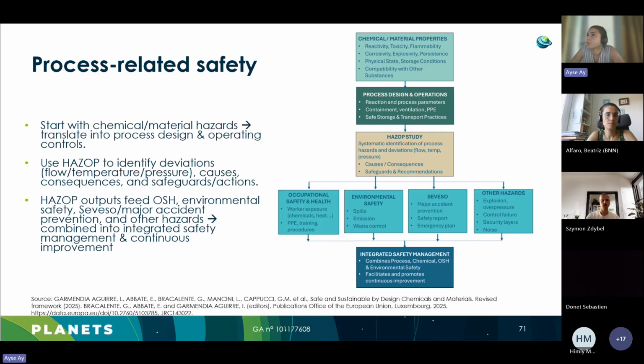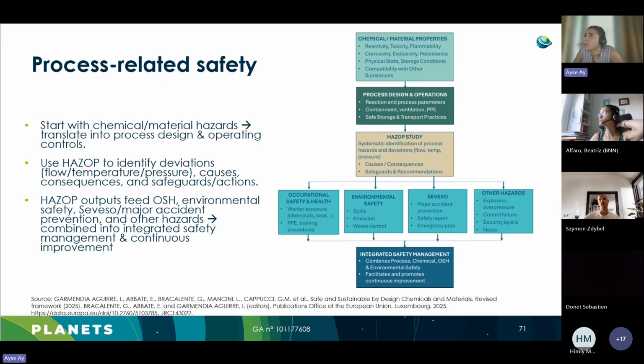And a key tool in this context is the HAZOP study. Later we will have an interactive session about it. This is used to systematically identify the potential deviations in the process. This can be changes in the flow, changes in the temperature or pressure, and it helps us to analyze the causes and consequences of these deviations, and then we report it to apply safeguarding measures and actions. The outcome of these assessments feeds into occupational safety and health, environmental safety, and also other hazards.